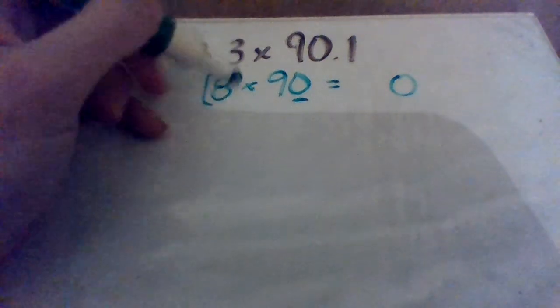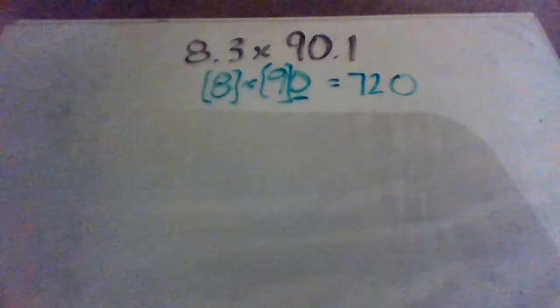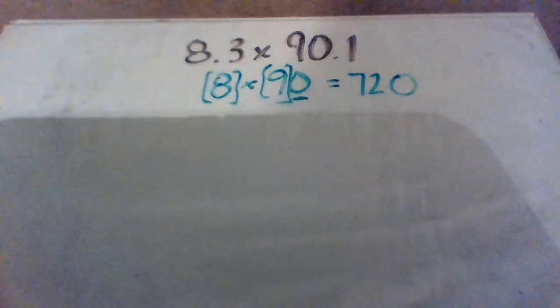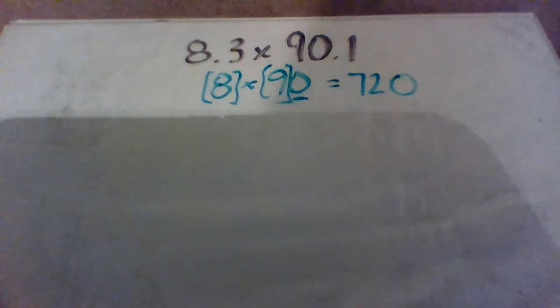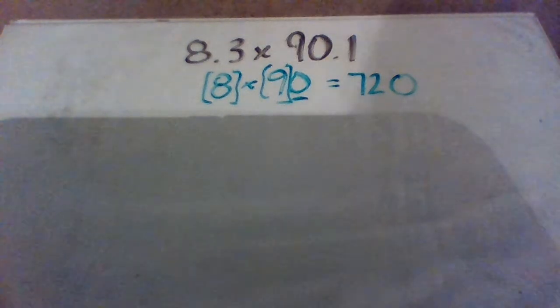So I'm going to kind of draw a box around this. What is 8 times 9? 8 times 9 is going to give me 72. So my answer should be somewhere around 720. Okay, so again, it looks big. It's not. You can do this.